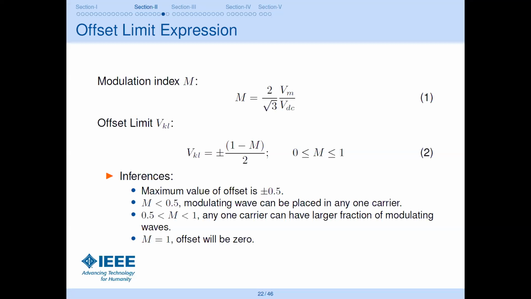So inferences from this particular equation can be made: the maximum value of offset that can be applied is plus or minus 0.5. Is it true? And if the modulation index is less than 0.5, the modulating wave can be conveniently placed in one of the carriers. If the modulation index is between 0.5 and 1, any one carrier can have a larger fraction of the modulating wave. And if m is 0, of course, if you substitute that, the offset will be 0. There will be no offset, and that is the least case, when you are actually driving a vehicle in cruising mode.